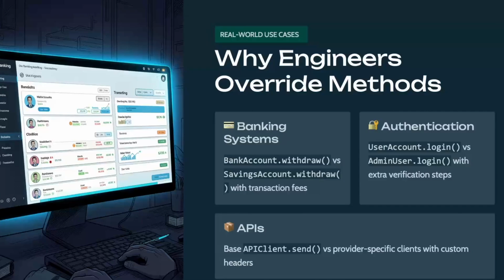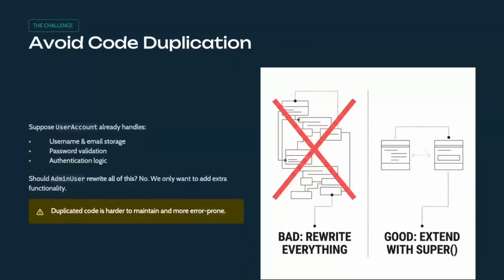Now, let's discuss a common mistake. Suppose user account already contains username handling, email storage, password verification, and authentication login. Should admin user rewrite all of that code? No, absolutely not. Copying and pasting code creates duplication. Duplicated code becomes harder to maintain because every future change must be made in multiple places. Professional engineers avoid duplication whenever possible. Instead of rewriting existing functionality, we want to reuse it and only add what's different. That's exactly what super helps us to do.